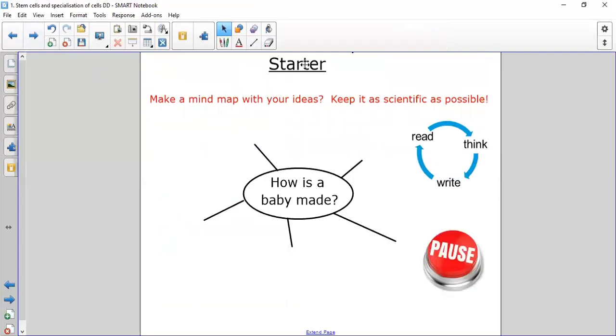Right, I would like you to think about babies and how babies are made. So maybe make a little mind map, a little scribble in your jotter of how you think that baby is made. Okay, try and keep it scientific. You can pause the video if you want, have a think, have a write down. And I'm going to move on now after you've paused it.